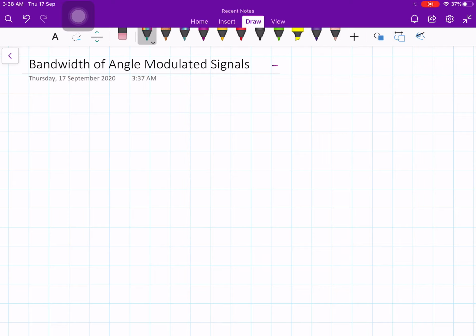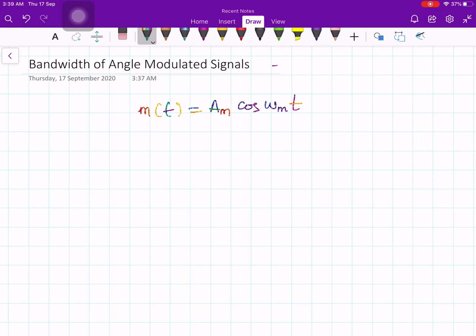In this lecture, let us talk about the bandwidth of an angle modulated signal, where the message signal is an arbitrary signal. We did the discussion with respect to a very special modulating signal, that is m of t is Am times cos of omega mt. Now what we are asking is: what is the bandwidth for an arbitrary signal?